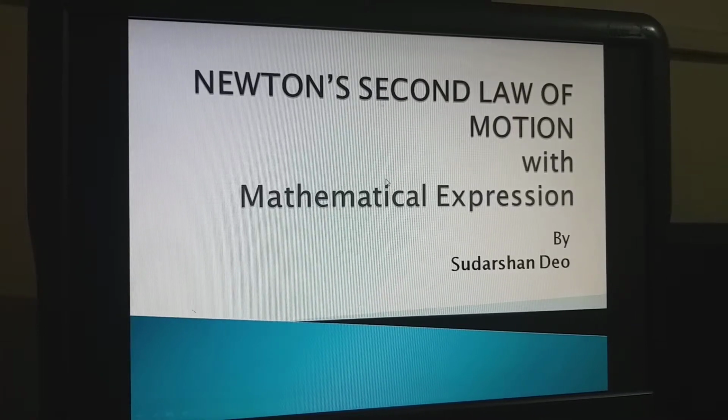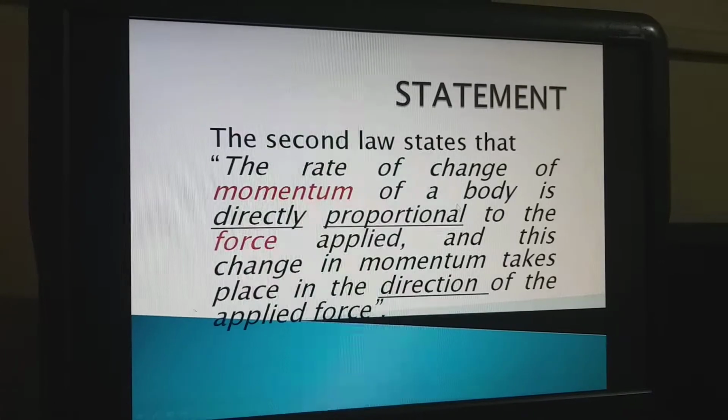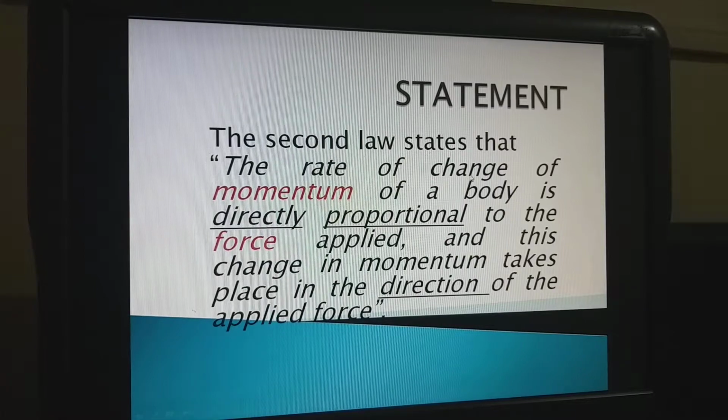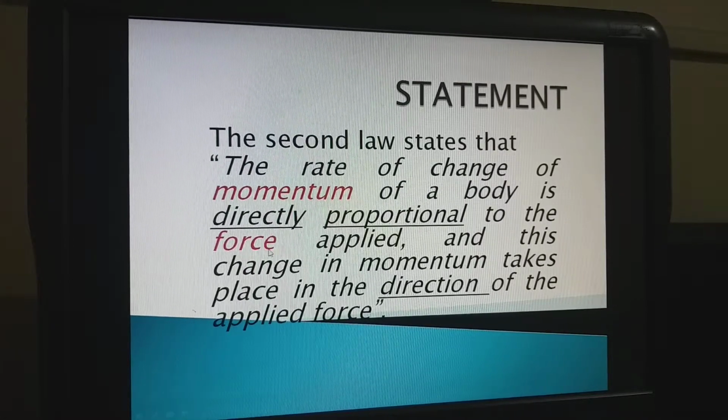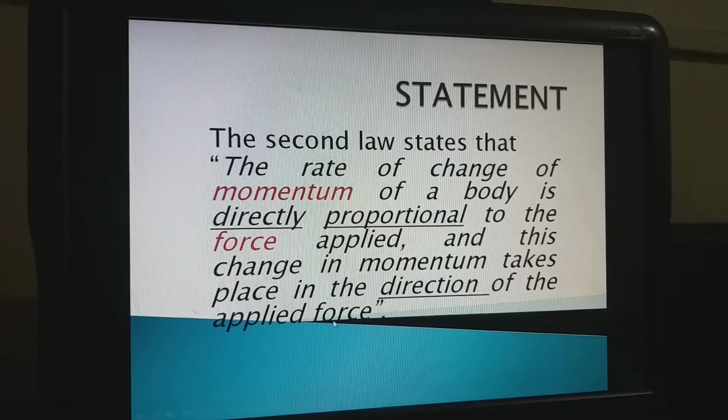Students, today I am going to teach you about Newton's second law of motion with a mathematical expression. Let's start. Now, what is the statement basically? The second law states that the rate of change of momentum of a body is directly proportional to the force applied, and this change in momentum takes place in the direction of the applied force.